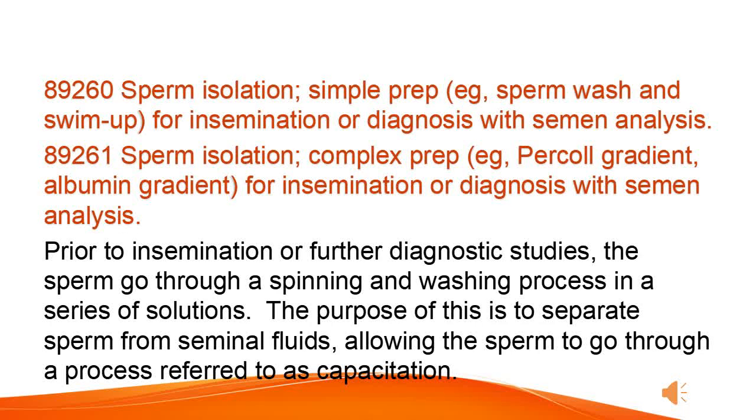Sperm isolation, simple prep, e.g., sperm wash and swim up, for insemination or diagnosis with semen analysis. Sperm isolation, complex prep, e.g., Percoll gradient, albumin gradient, for insemination or diagnosis with semen analysis. Prior to insemination or further diagnostic studies, the sperm go through a spinning and washing process in a series of solutions. The purpose of this is to separate sperm from seminal fluids, allowing the sperm to go through a process referred to as capacitation.